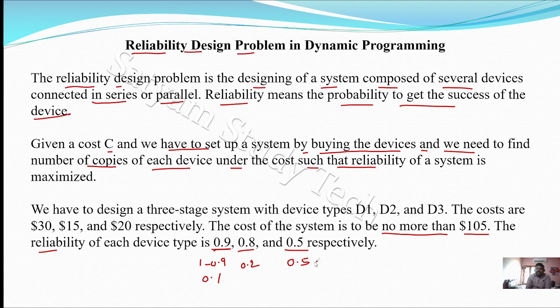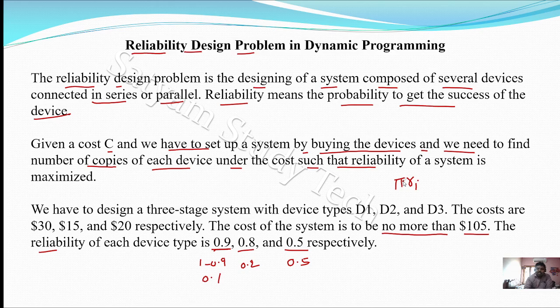So you can take additional devices. For example, if D3 fails, then you can take additional devices. How many additional devices can you take, D1 or D2 or D3, such that you can get the maximum reliability of the entire system? The entire system reliability is the product of Ri.